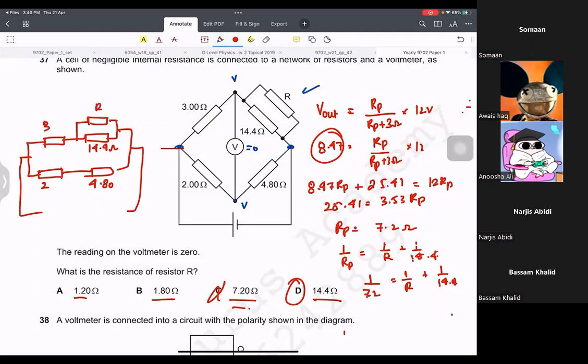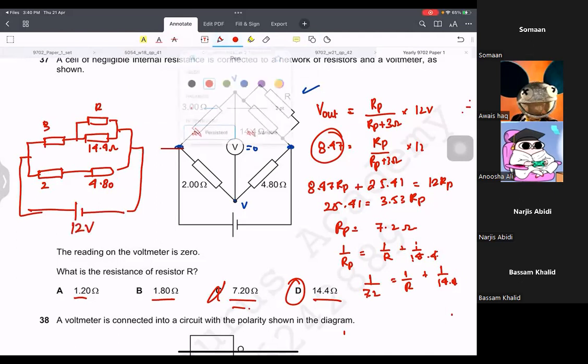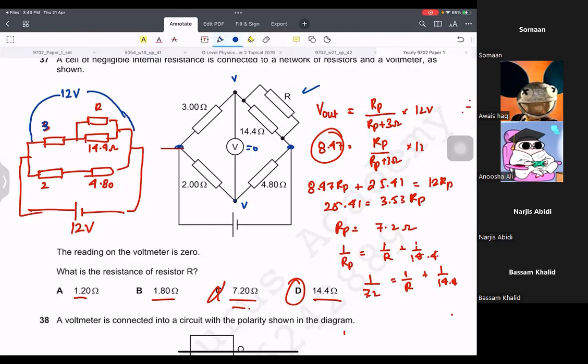Yes. And what I did then was I assumed a value here, like I assumed 12. So if 12 is here, it means that all of this is 12 volts. Do you understand? Because it's parallel, right? So it said there is a voltmeter that shows 0. It means the potential on these two sides is the same. So then I tried to find the potential across 2. So I used V out equals 2 divided by 2 plus 4.80.